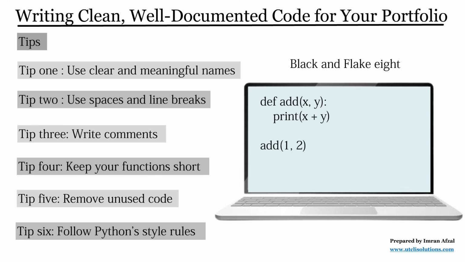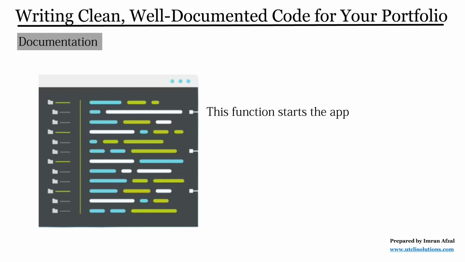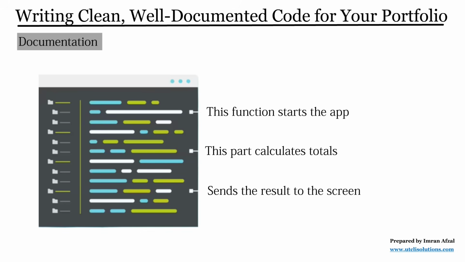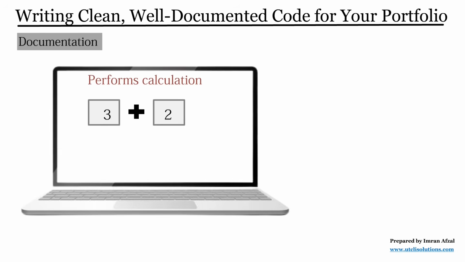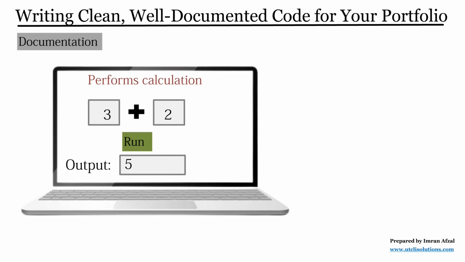All right, now let's talk about documentation. Documentation means writing extra text that explains how your code works. This is especially useful when you are building projects for your portfolio. Here are a few things that you can document. For example, what the project does, how it runs, what each part of the code is for, or what kind of input and output your code expects. You can write this in a README file or directly in your code using comments or docstrings.